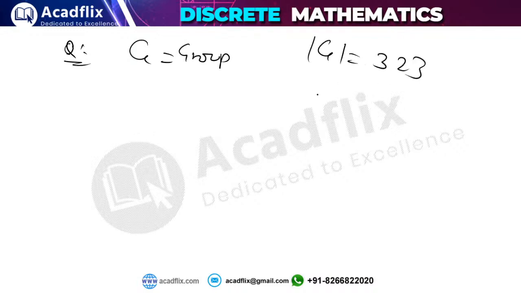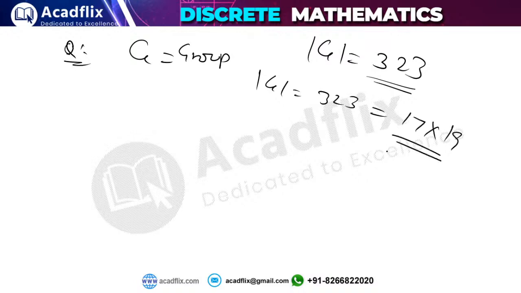Let's take this question. Let's assume G is a group such that the order of G is equal to 323. This 323 is actually nothing but 17 multiplied by 19. You can do simple factorization. This is nothing but 17 multiplied by 19.